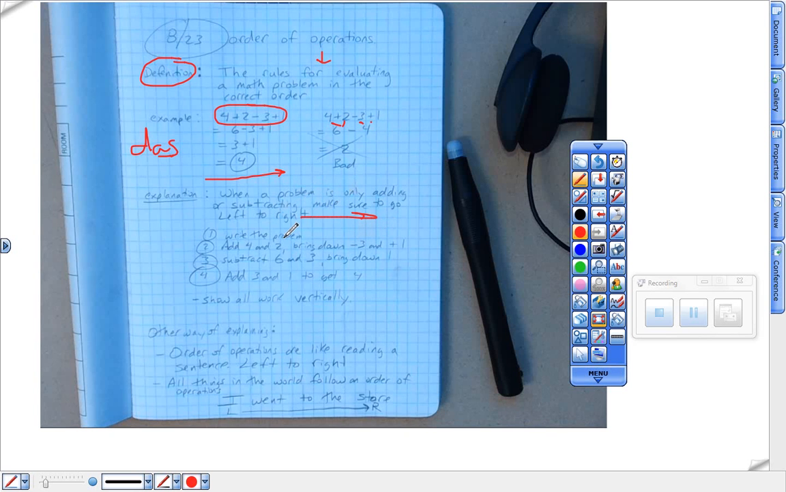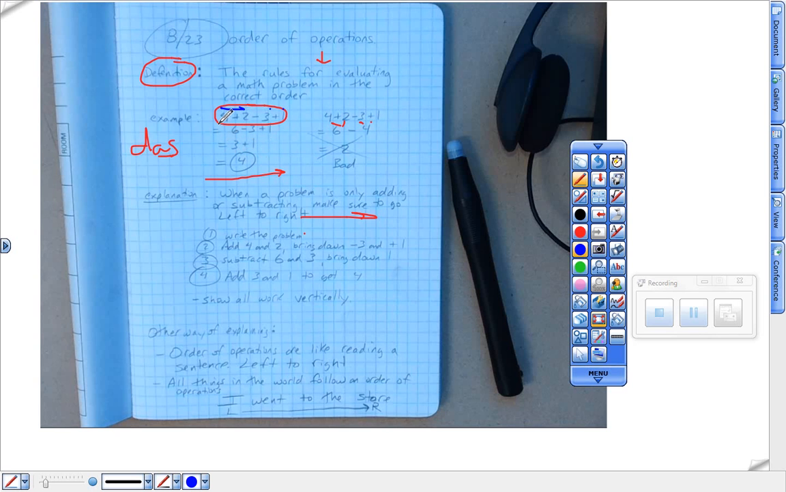My steps. First step, write the problem. Next, add 4 and 2 first, going left to right. Make sure you bring down the other numbers. So I'm adding 4 and 2 first and bringing down the -3 and the +1 right there. Then I'm going to subtract, still going left to right, 6 minus 3. Bring down the +1 gives me 3 plus 1, and then add 3 plus 1 to get 4.